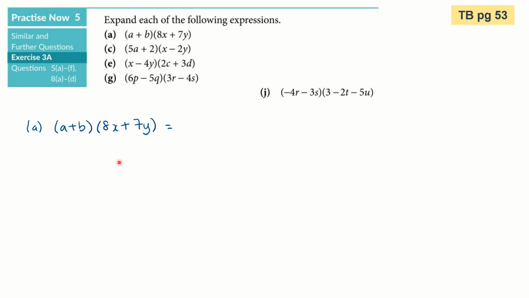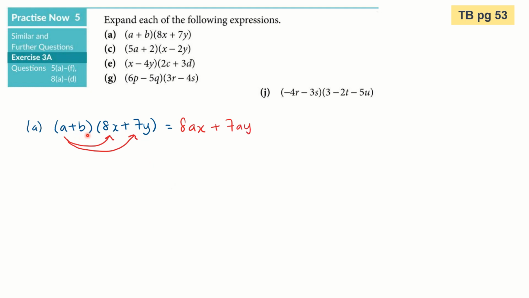Using what we have learned earlier on about the distributive law, we will take a to multiply by 8x, and that will result in 8ax. Then we will also take a to multiply, in this case, the positive 7y, and that results in a positive 7ay.